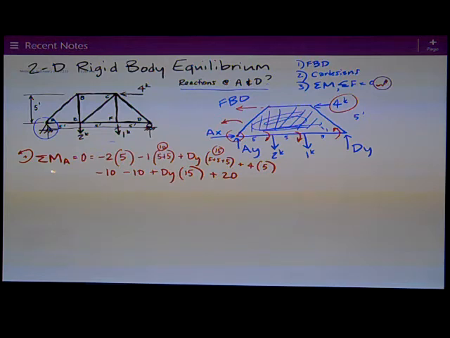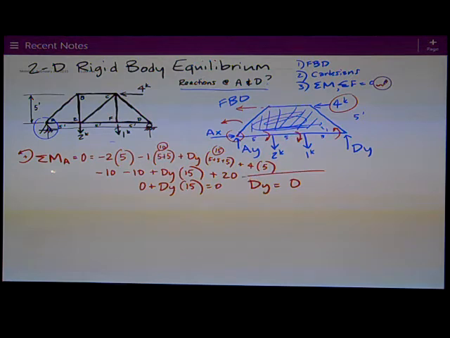So I do the math continuing, and I get negative 10, and positive 20 gives me 0 plus dy times 15 equals 0. Therefore, dy equals 0. Well, this kind of perplexes me. Didn't expect that.